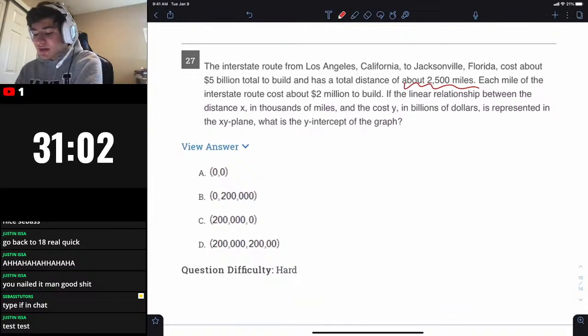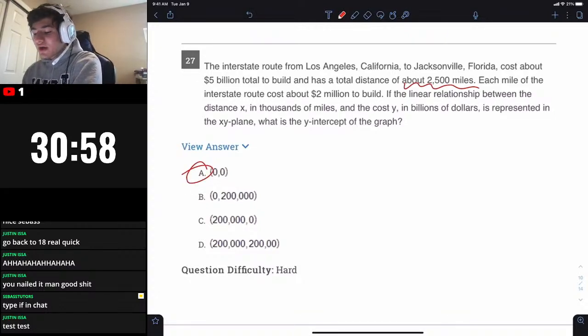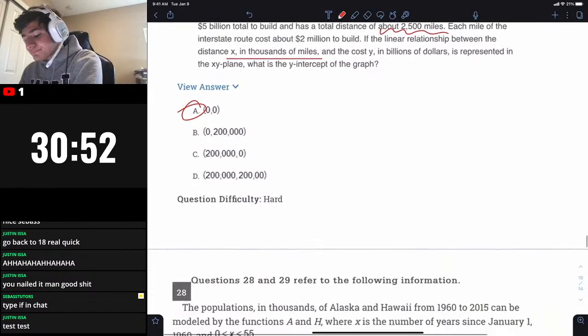The answer is A, 0, right? Because when you have 0 miles built, you don't spend any money. That's why.